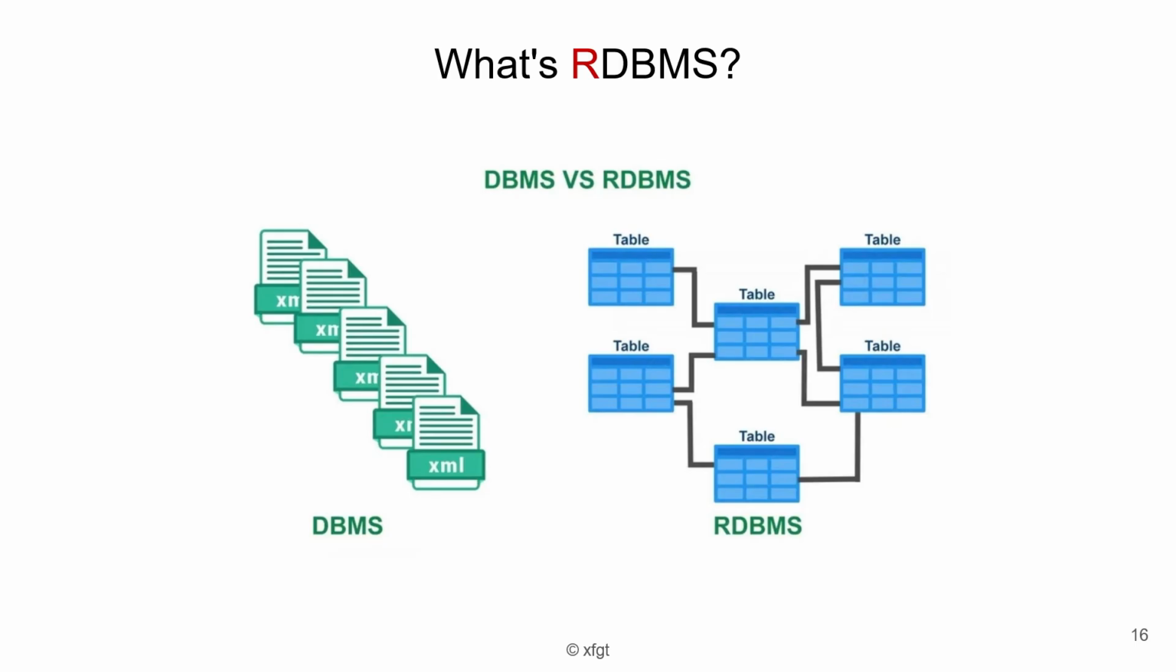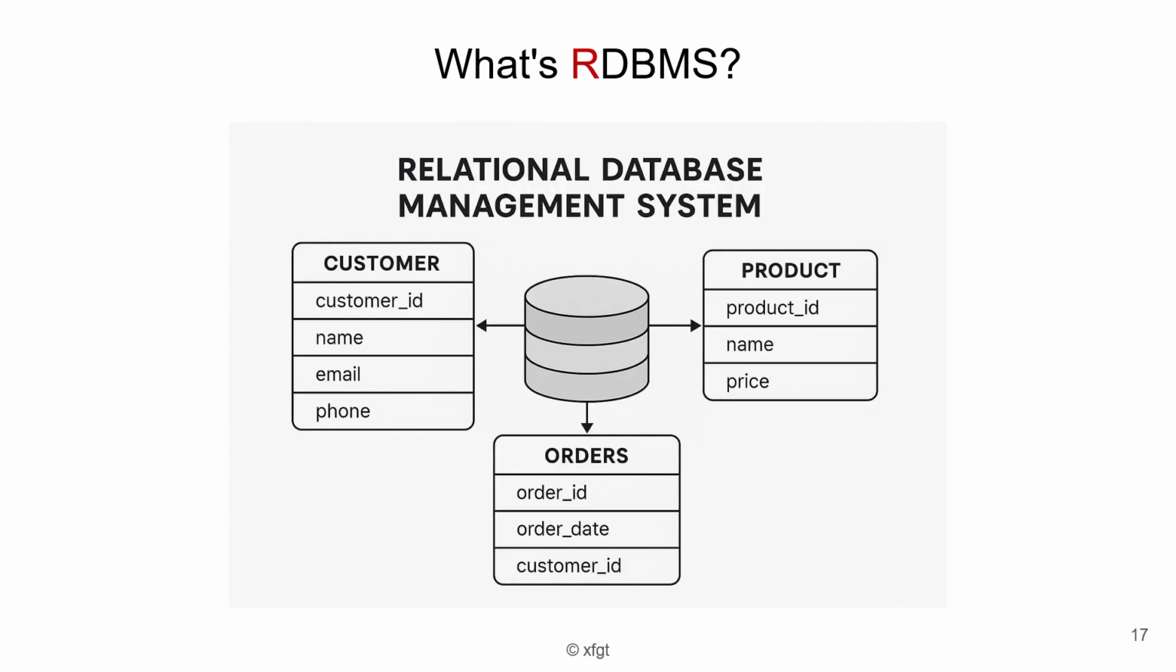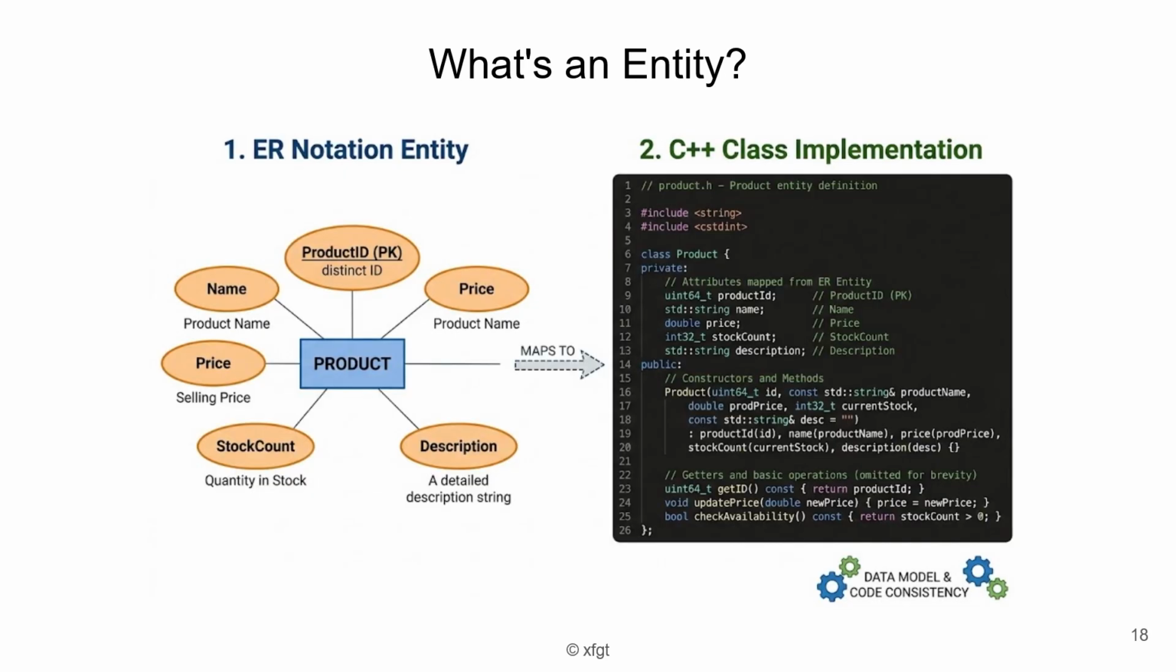RDBMS stands for Relational Database Management System, and it builds upon the relational data model where data is represented in the form of relations, or if we can call it, tables. Here is an image that shows, I think, a hierarchical DBMS and a relational DBMS in comparison. A relational database system is composed of relations which we call tables, and they are also called entities. Entity is a record of a type that holds certain parameters that define it. Here is an example of an entity called product and its representation as a class in C++.